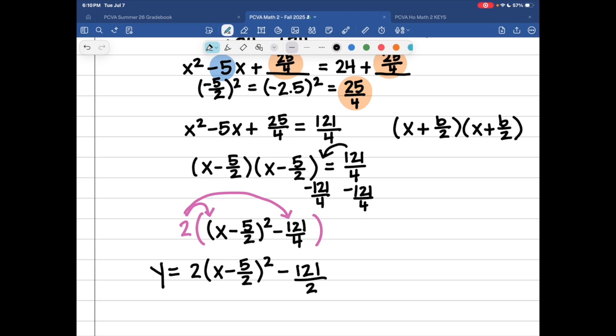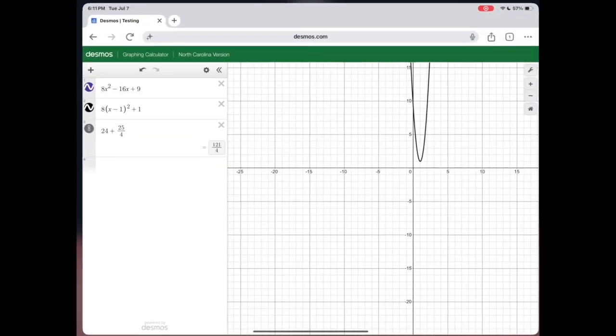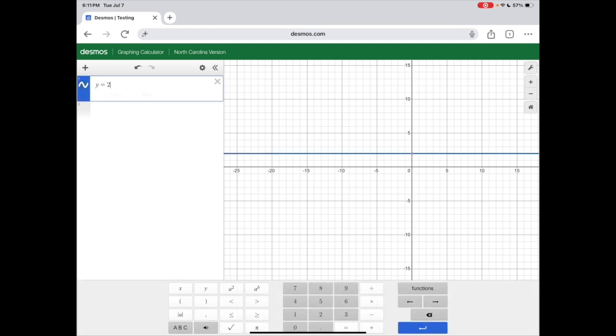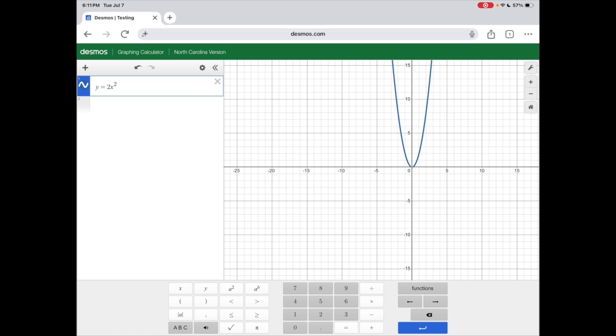And again, at this point, I could determine that the vertex of the parabola is going to be located at 5 over 2 for the h, and negative 121 over 2 for the k. Now, they're both being divided by 2. Those are going to round into decimals that I can look at. But if I go to Desmos and I put this in, because especially when you have problems like this, it's not hard to question yourself of whether you got it right or not.